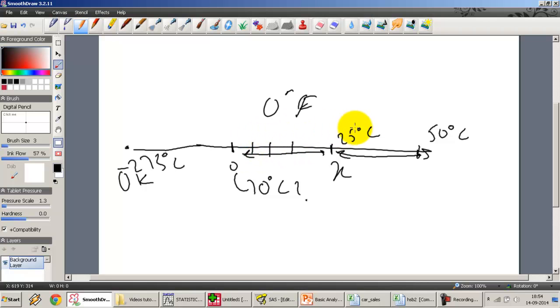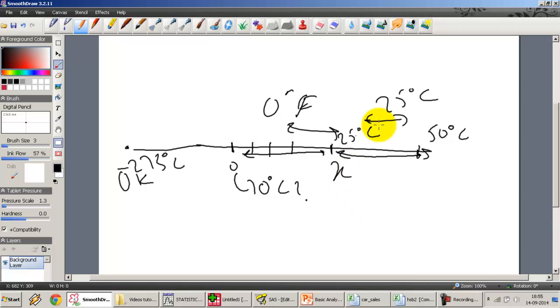Therefore, the distance from 0 to 25 is not what we need to take into consideration. So in this particular case, while there is direction and magnitude, 50 is greater than 25 by exactly 25 degrees Celsius, but we still don't have a very clear or fixed origin of measurement.